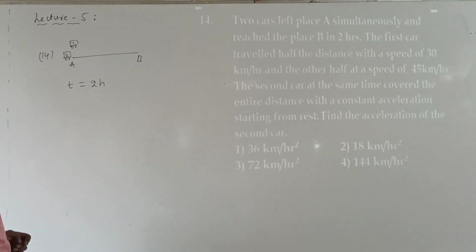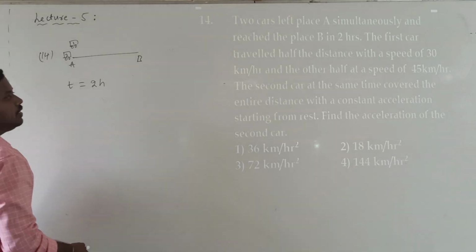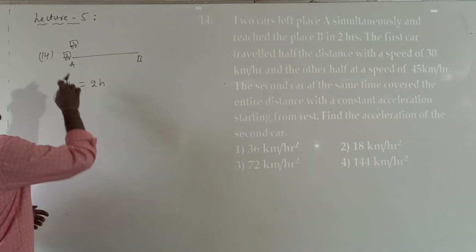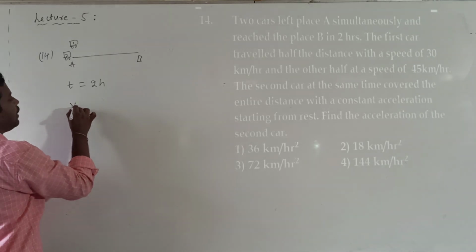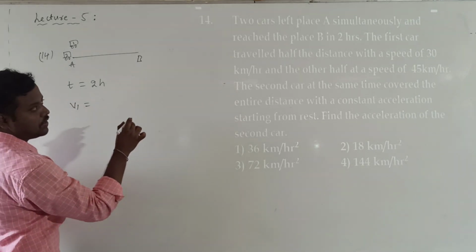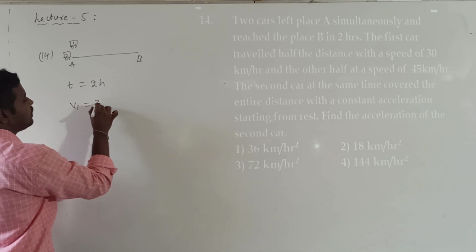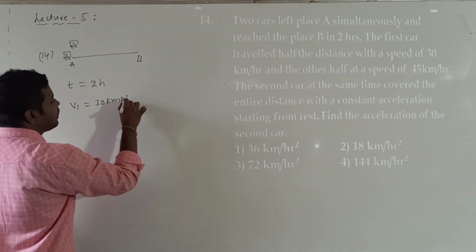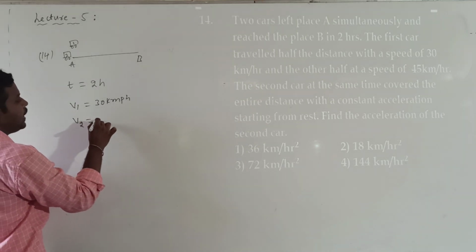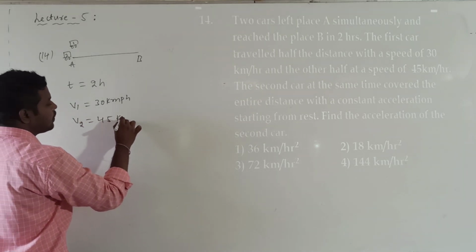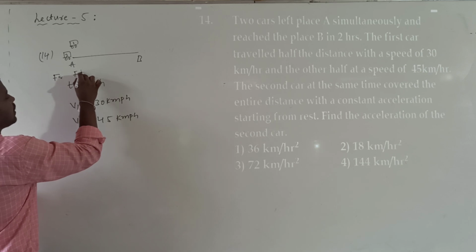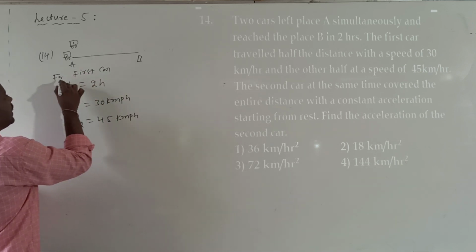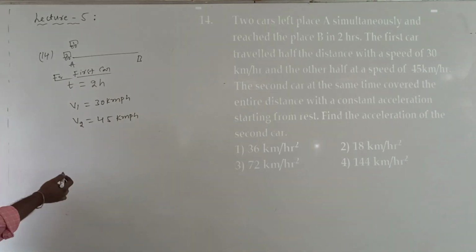The first car travels half of the distance with a speed of 30 km per hour, and the other half of the distance with a speed of 45 km per hour. So what is the velocity value? Can I call it V1? V1 is 30 km per hour for the first half of the journey. For the second half, the speed is 45 km per hour. This is the data I am writing for the first car. I am calculating the first car.